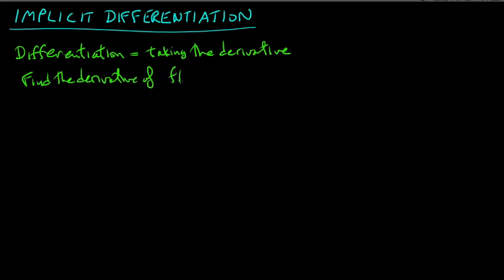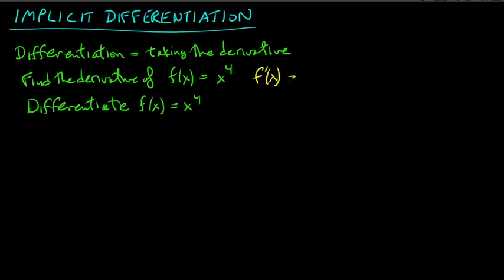of f of x equals x to the fourth, it'll say differentiate the function x to the fourth. And either way, your answer should be the same, 4x cubed. Okay, so differentiation means taking the derivative.